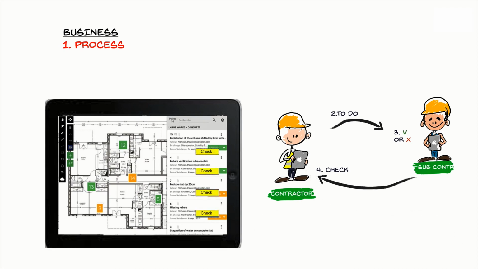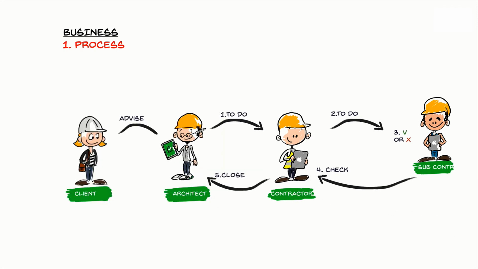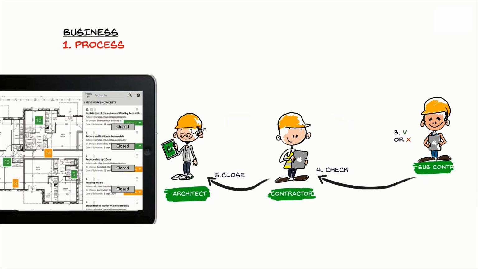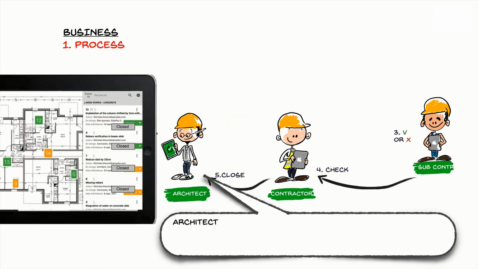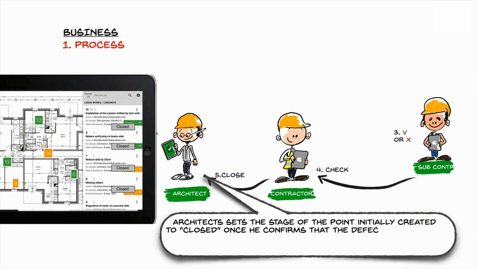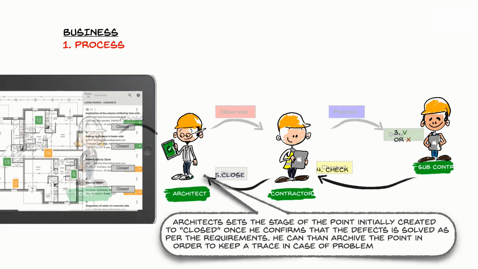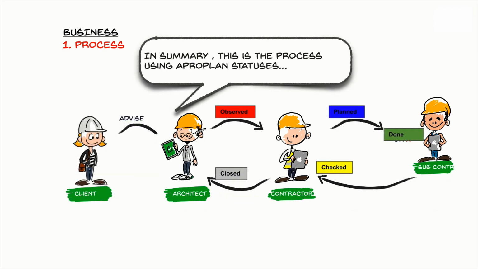Once checked, the architect is automatically informed that defects are solved and that he can review the open remarks. The architect sets the stage of the point initially created to closed. Once he confirms that the defects are solved as per the requirements, he can then archive the point in order to keep a trace in case of problems occurring. This was in summary the process using Aproplan statuses.